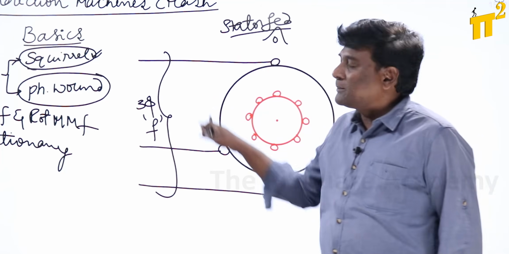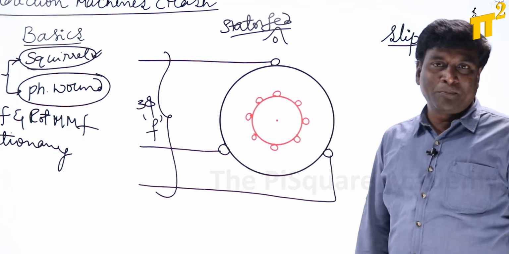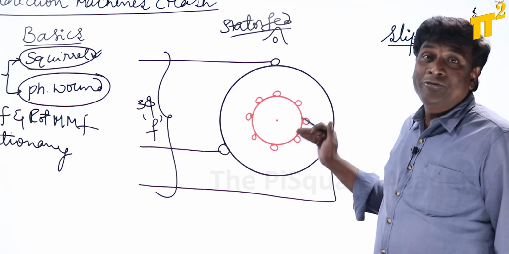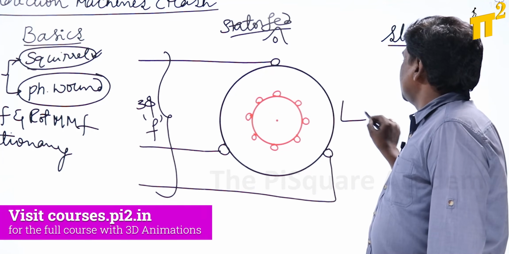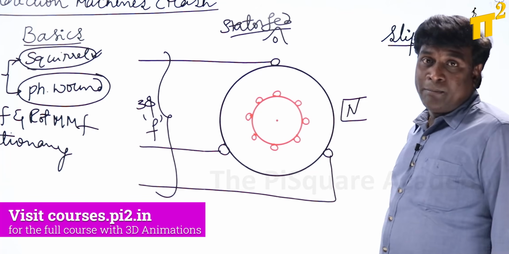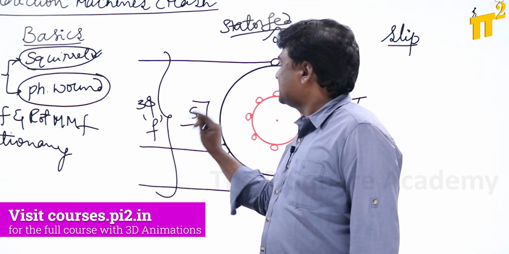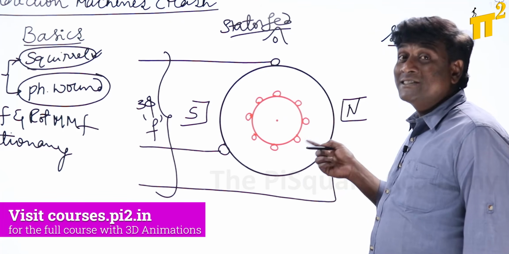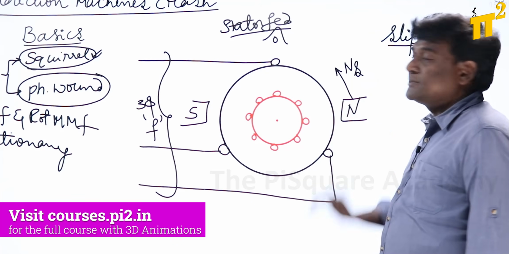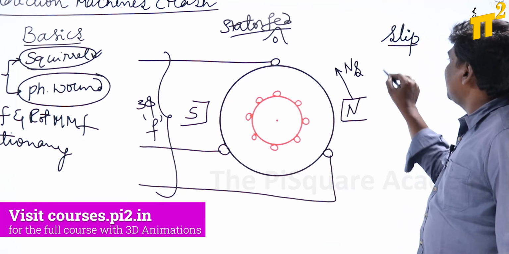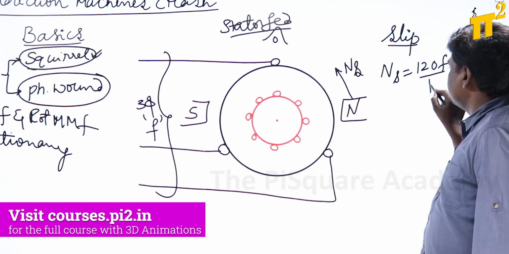Now the moment you supply three-phase supply, forget about the rotor for the time being. The moment you supply three-phase supply to the stator, my MMF of the stator is going to rotate with synchronous speed. Let me think of an MMF pole structure, N pole here, S pole here, and these NS poles of the stator are going to rotate with synchronous speed. Let me think of that synchronous speed as NS. That NS equation is going to be 120 F by P.